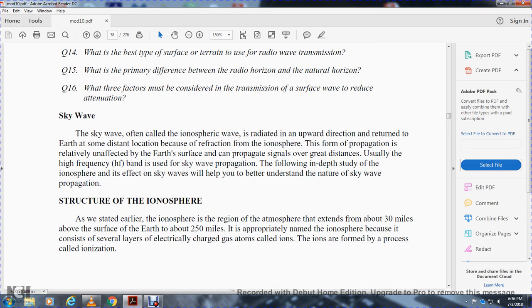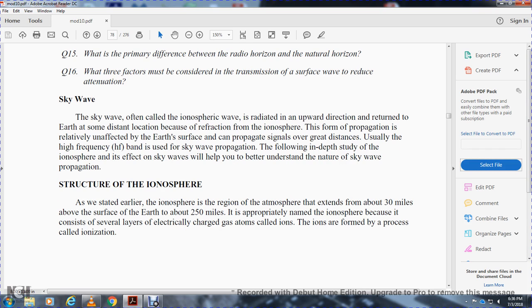Signals return to the Earth at some distant location because of the refraction of the ionosphere. This form of propagation is relatively unaffected by the Earth, so it can propagate signals over greater distances. Usually, the high frequency band within sky wave propagation falls in the depth of the ionosphere. The effect on the sky waves will help you to better understand the nature of sky wave propagation.